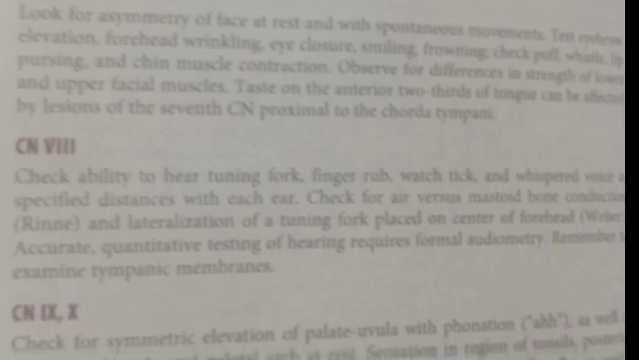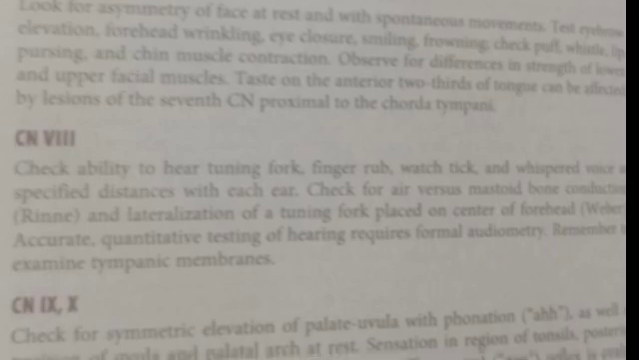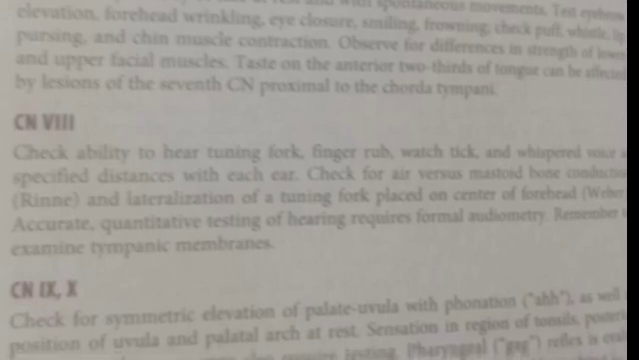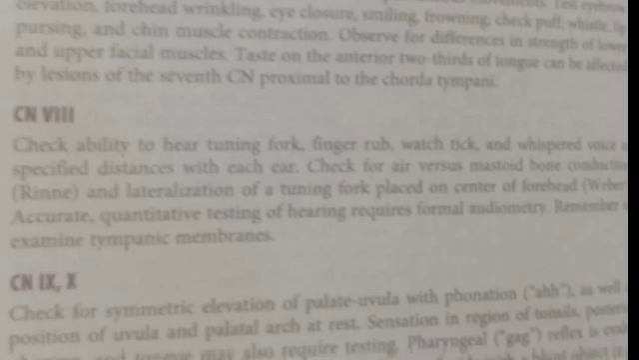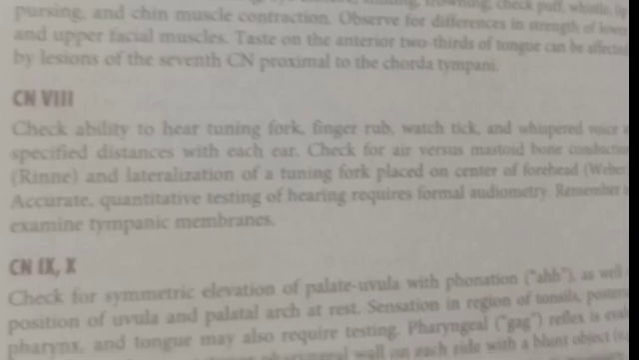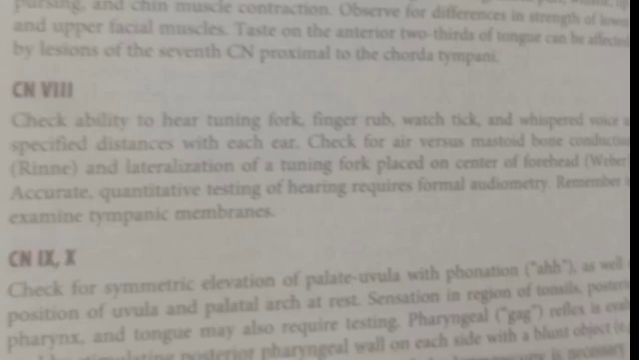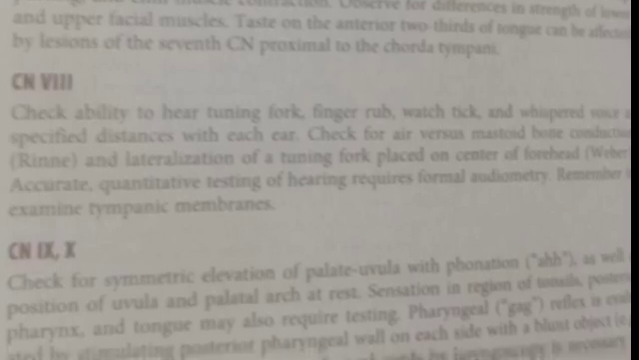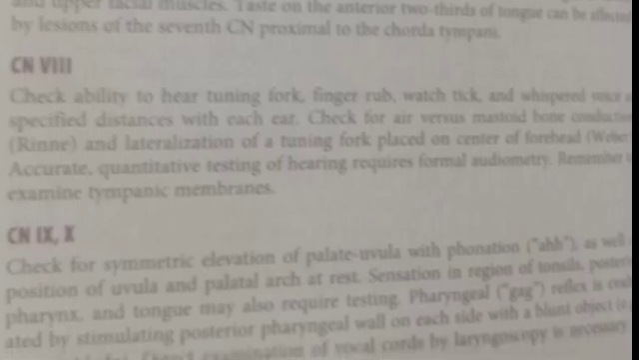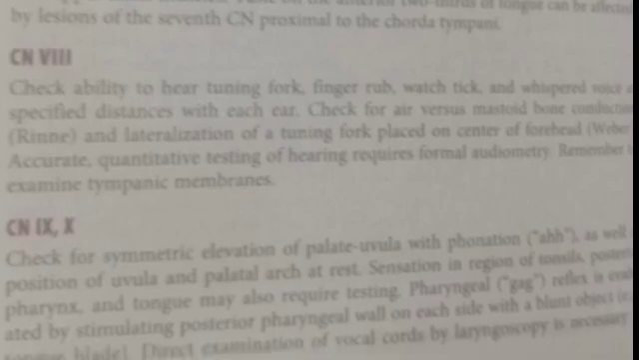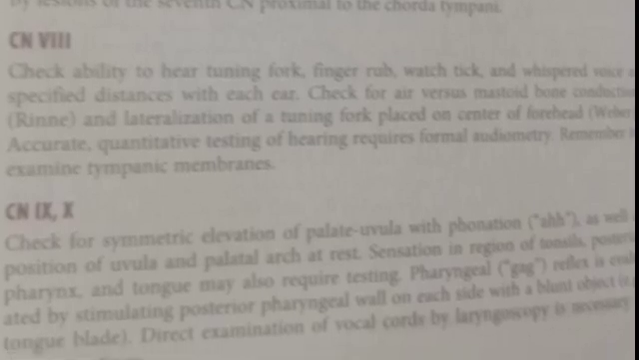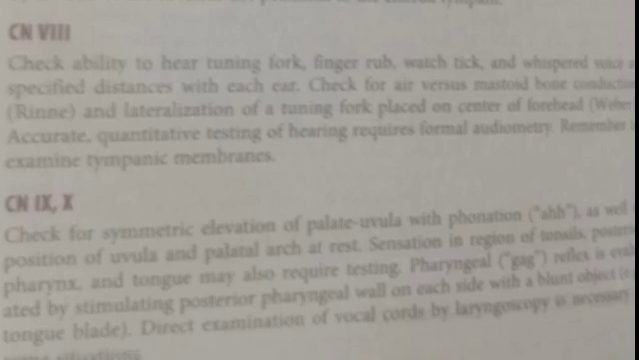Eighth cranial nerve: check the ability to hear a tuning fork, finger rub, watch tick, and whispered voice at specific distances with each ear. Check for air versus mastoid bone conduction, that is Rinne's test, and lateralization of a tuning fork placed on the center of the forehead, that is Weber test. Accurate quantitative testing of hearing requires formal audiometry. Remember to examine the tympanic membrane in the 8th cranial nerve examination.